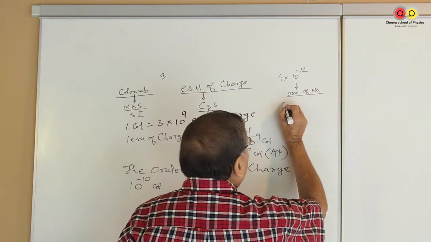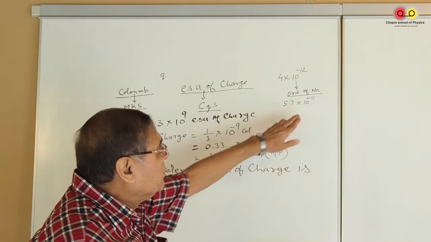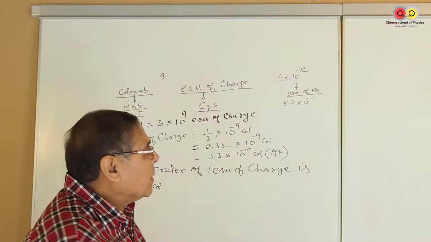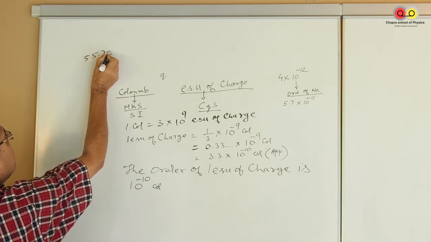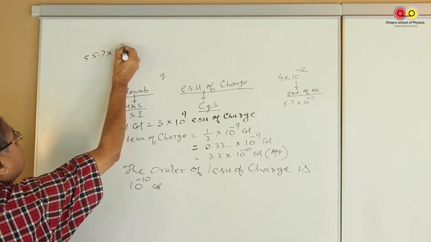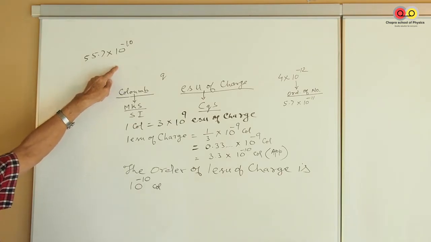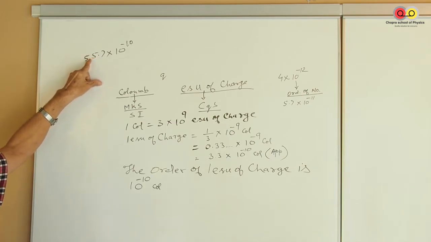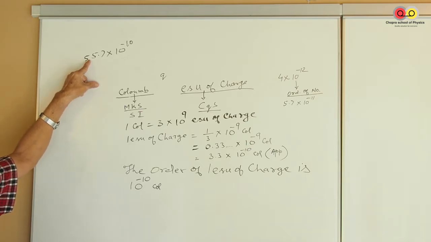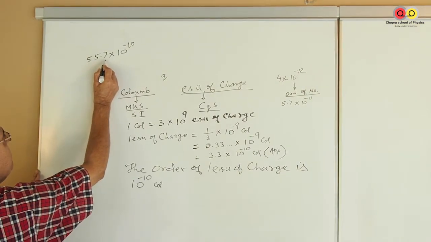If you write 5.7 into 10 to the power minus 11, then the order of number will be 10 to the power minus 11. Now suppose the number is 55.7 multiplied by 10 to the power minus 10. This is not the proper way of representing a number. According to significant digits, this decimal must shift towards the left and we write the number up to 1 decimal place. So what we will do, you divide this number by 10 like this.